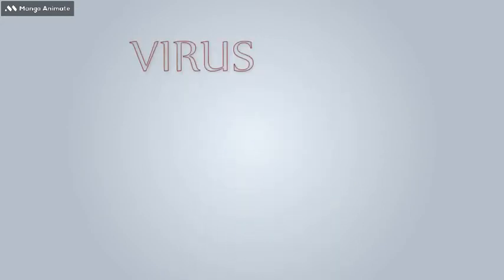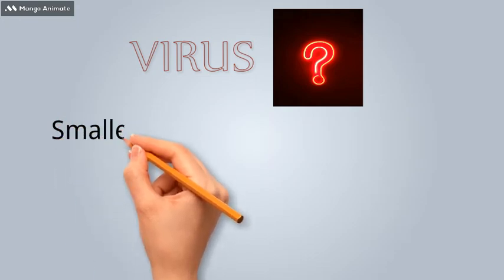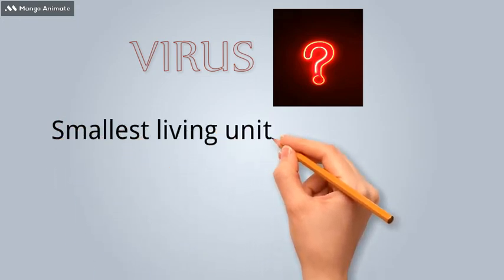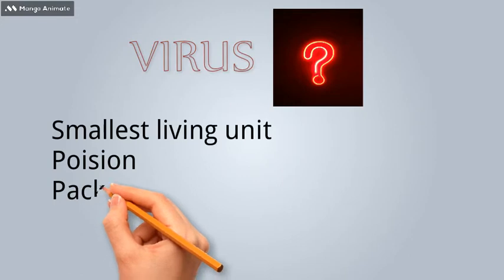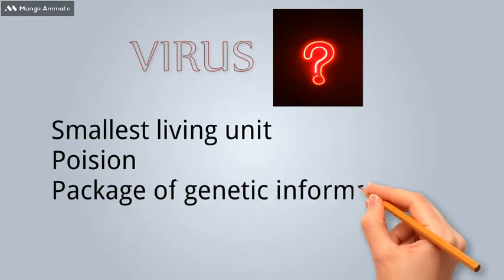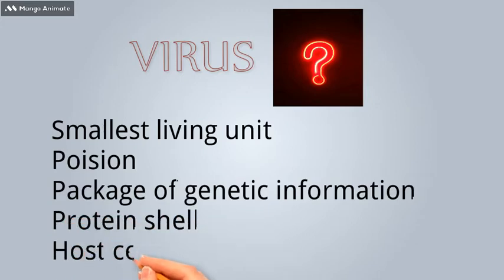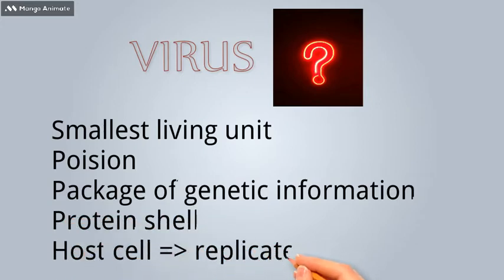Before going to coronavirus, first we'll see what a virus is. Virus is considered as the smallest living unit. The Greek meaning of virus is poison. It's a package of genetic information protected by a protein shell. It is delivered into a host cell to be expressed and then it gets replicated.